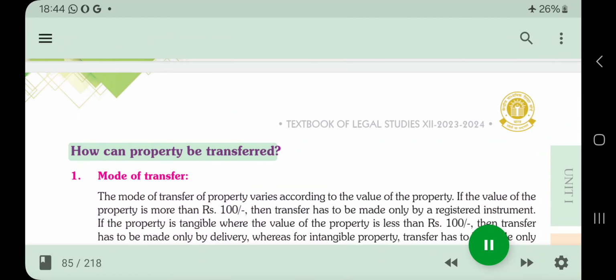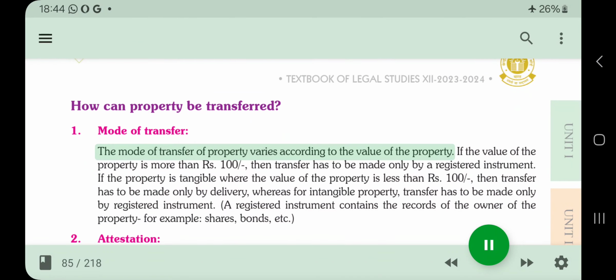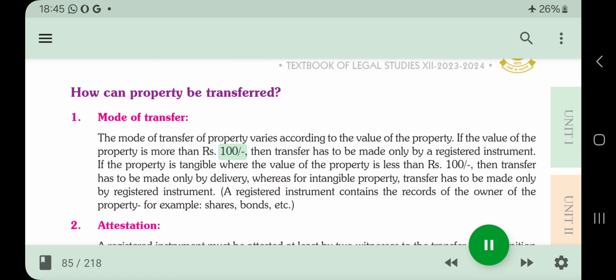How can property be transferred? 1. Mode of transfer. The mode of transfer of property varies according to the value of the property. If the value of the property is more than Rs. 100, then transfer has to be made only by a registered instrument.